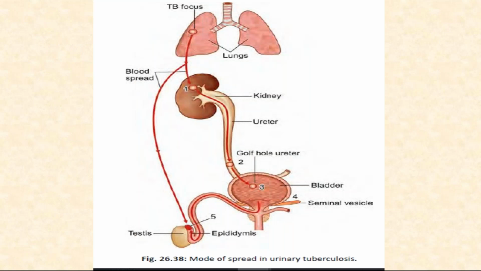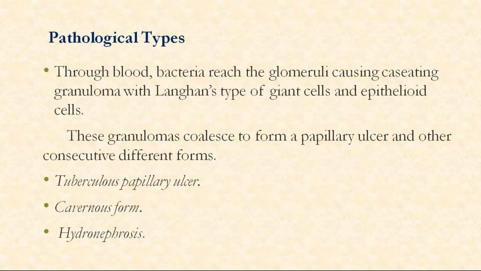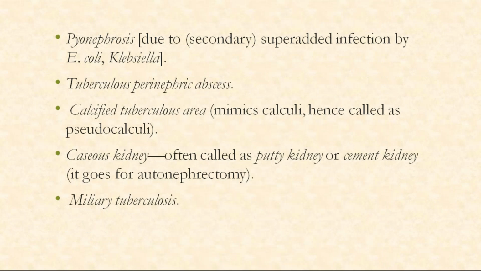This is the diagram representing these things. Next, pyonephrosis. It is also due to secondary infection by E. coli and Klebsiella. Next, it may turn into a tuberculous perinephric abscess. And sometimes it may be calcified. Some areas of tuberculosis of the kidney may be calcified, mimicking renal calculi, and this is also known as pseudocalculi.